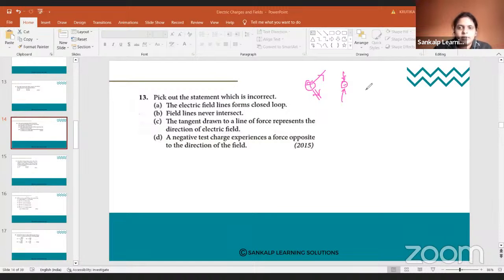Second property. Third property, that is, if you have a system of charges, it will start from the positive charge and it will end at the negative charge. Next, if you draw the tangent to this line, it will tell the direction of the force. One more property, the electric field lines never intersect with each other. So in the statements given, they are asking which is the wrong statement.